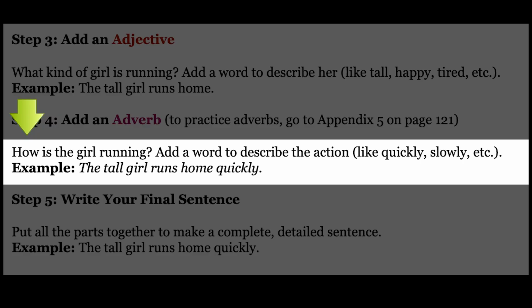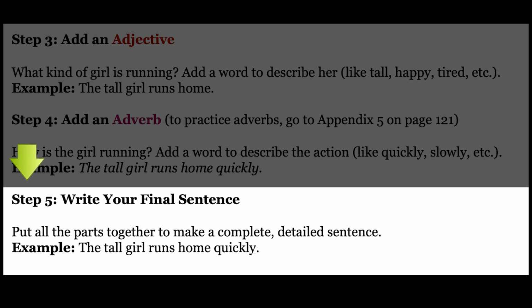Okay, now we come to step 5. Write your final sentence. Describe the girl, how the girl is running, and where she is running. Pause the video here and write your complete sentence in your textbook.